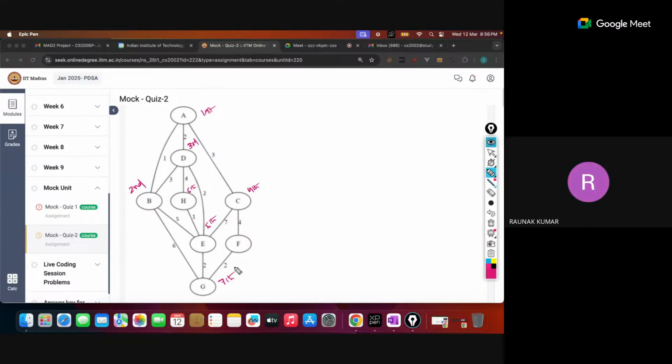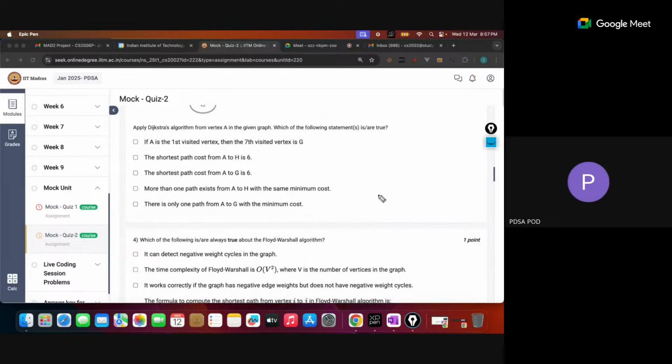Yes, sir. The last one is the eighth one, because it is the longest distance comparatively using the edge weights. Now the particular question is clear. So if A is the first visited one, then the seventh visited one is G. Is it right?